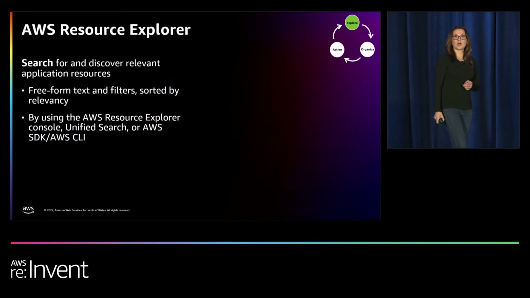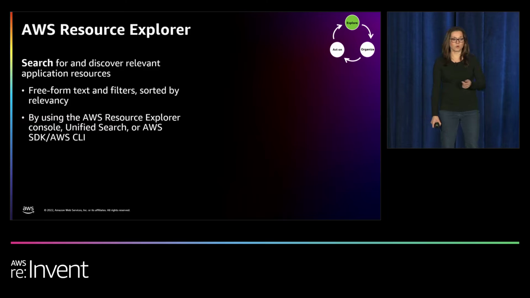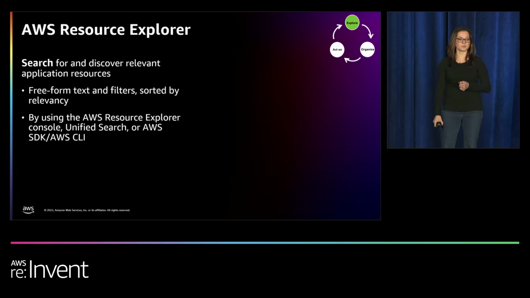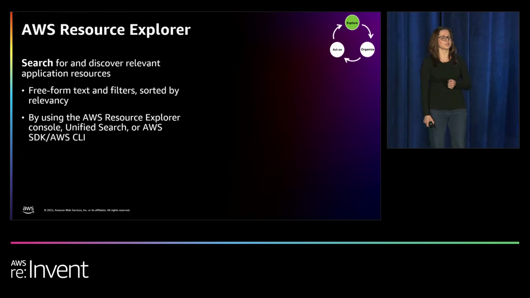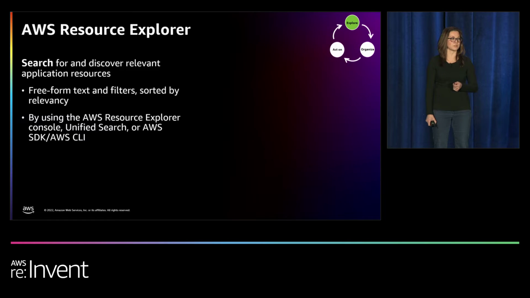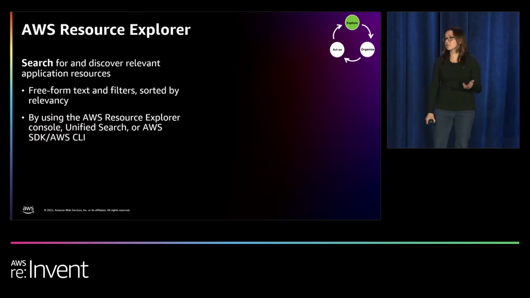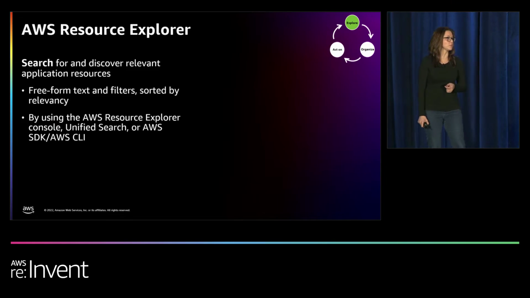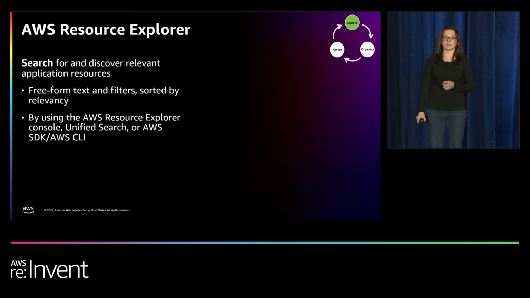So to help with that, we launched a new service called AWS Resource Explorer. We just launched it a few weeks ago on November 8th. AWS Resource Explorer helps customers to search for and discover relevant application resources across AWS commercial regions. So now you can find your EC2 instances, you can find your S3 buckets, you can find your DynamoDB tables across regions within the one account.